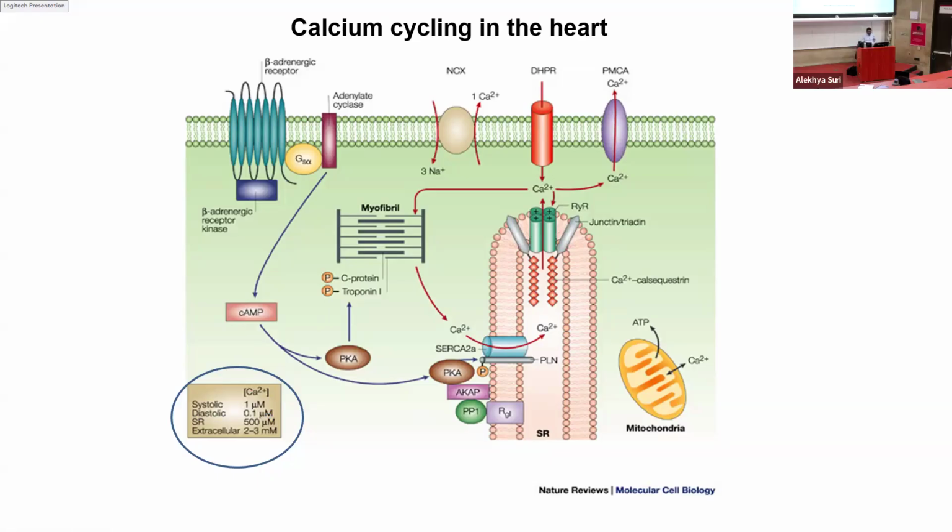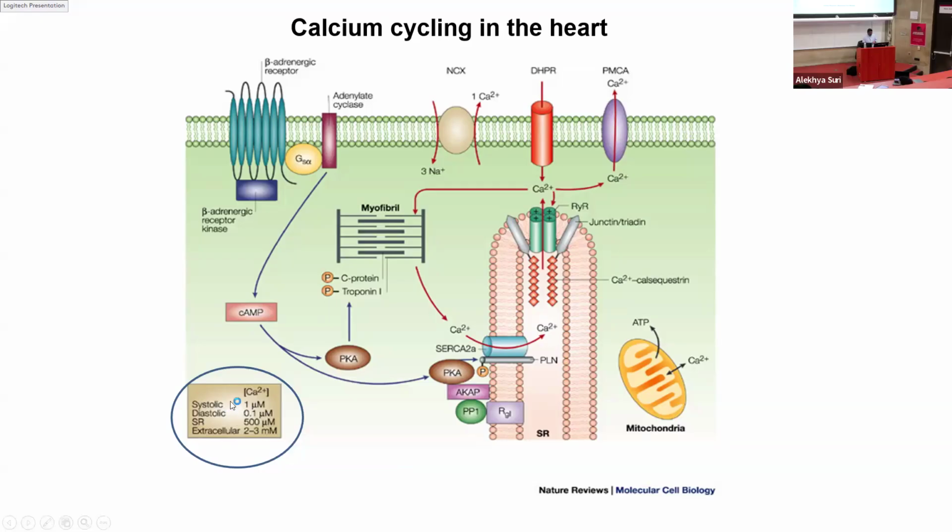So what it suggests is you need a high concentration, a large amount of calcium in the cytoplasm for contraction, whereas the calcium needs to be removed from the cytoplasm to initiate muscle relaxation. So the calcium needs to be cycled during contraction and relaxation in a proper way. And if there is a defect in calcium cycling, that will end up in a contractile defect and cardiomyopathy.